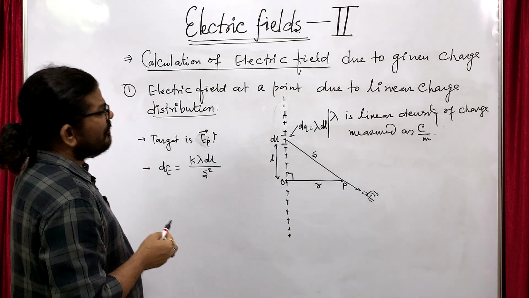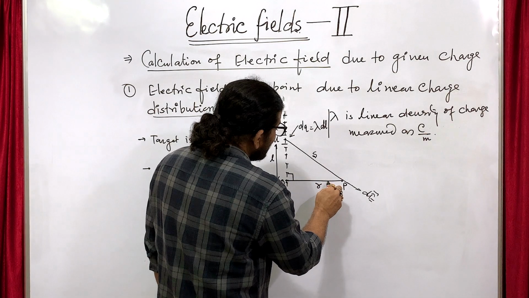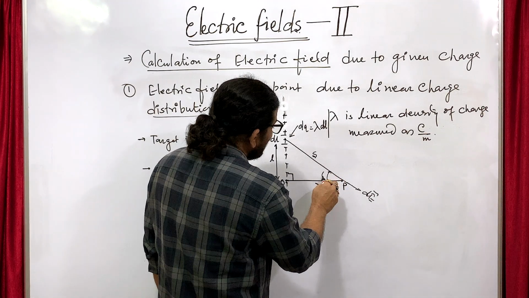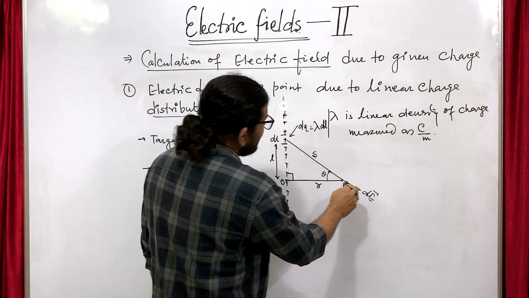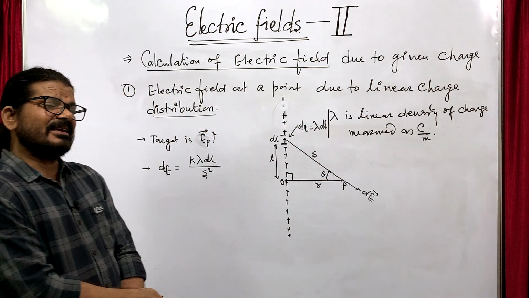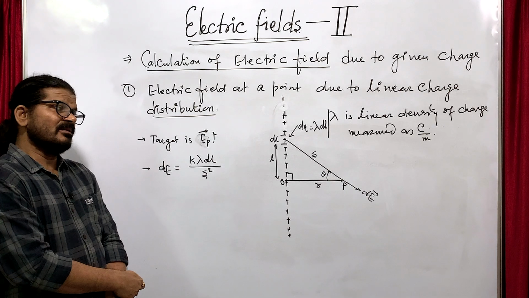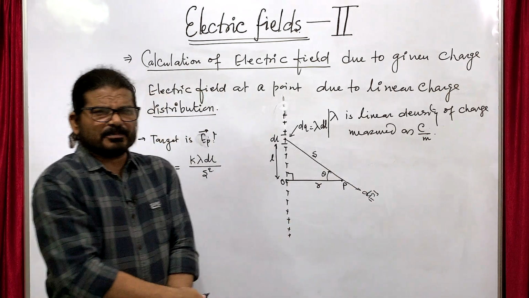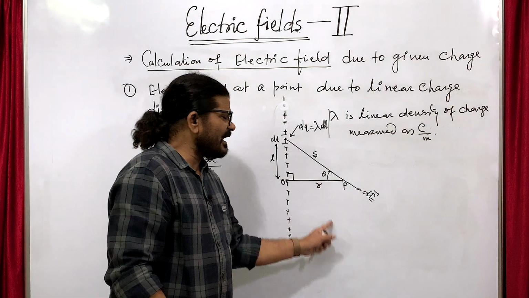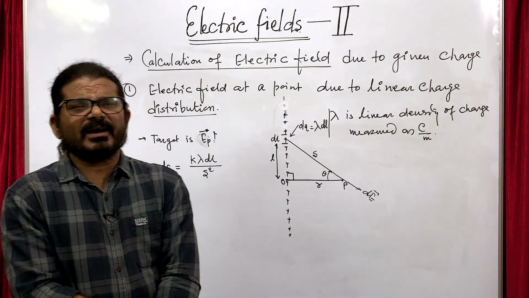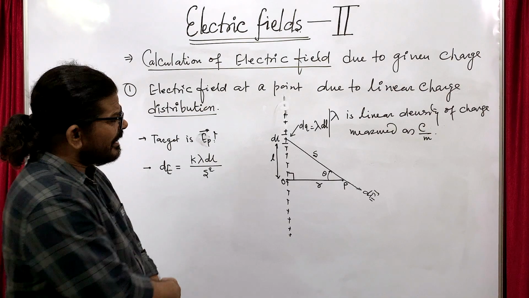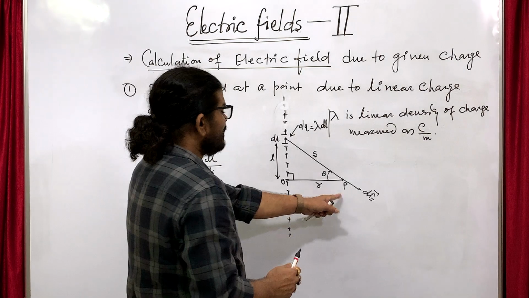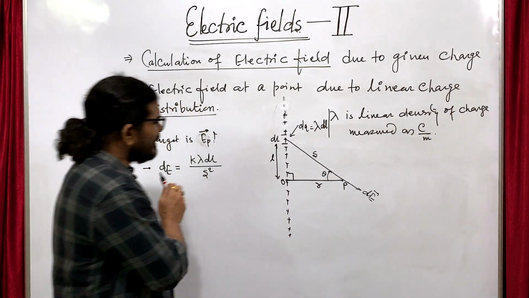Now suppose here we are taking this angle as theta, and it is measured from OP, which is taken as the reference. All angles measured clockwise will be taken as positive. Therefore, the angle measured anti-clockwise should be taken as negative. So now see, the question is, can we integrate this?